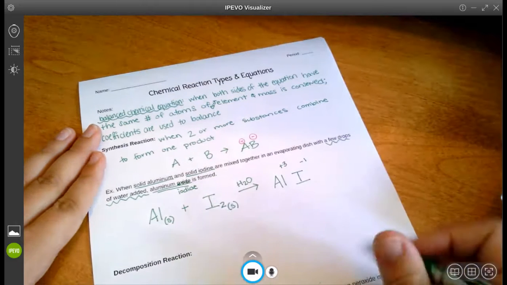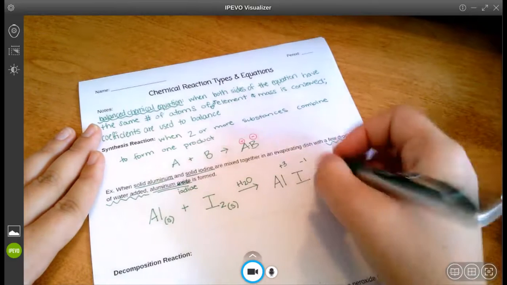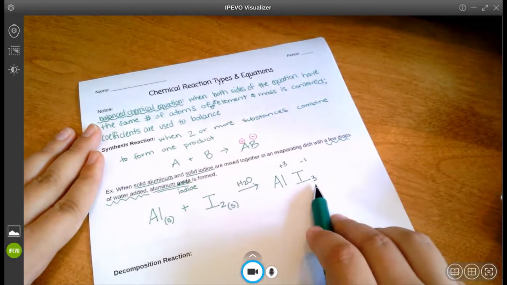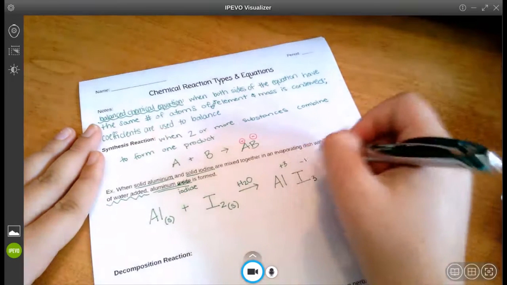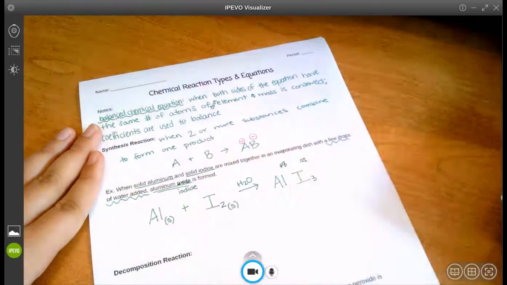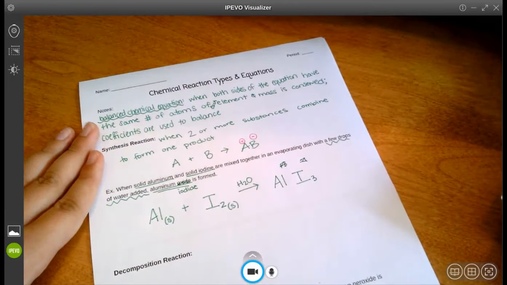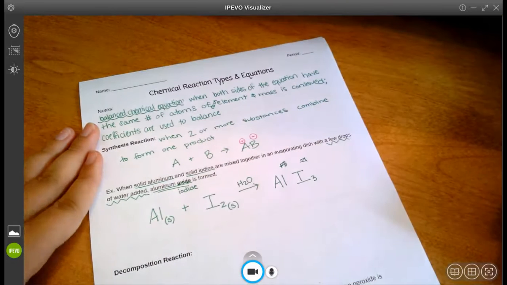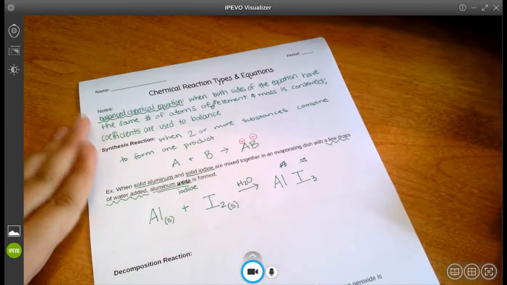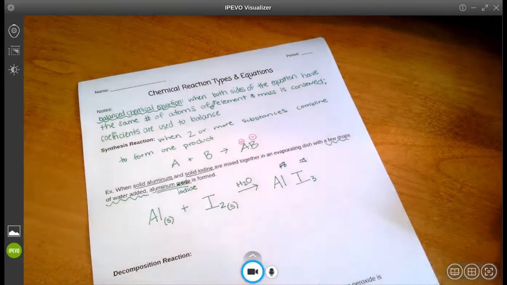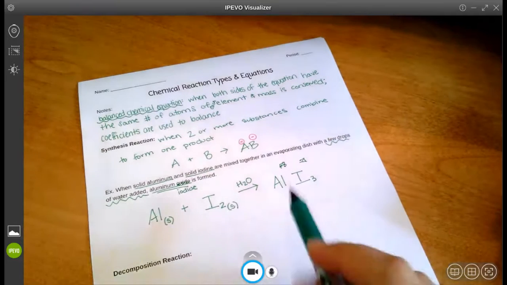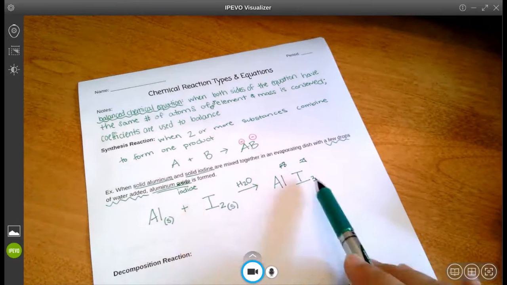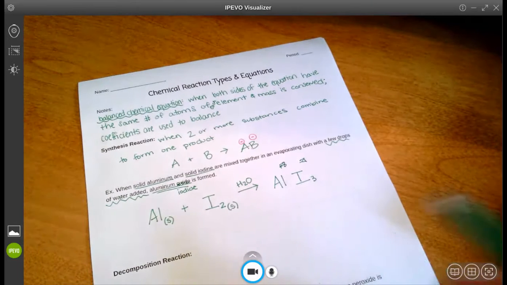So we're going to switcheroo our charges. So our I will get a subscript 3. You can just leave these charges here, or you can cross them out so you don't get confused when you're balancing. And this doesn't tell us what state of matter it is, so we're not going to worry about it. So now, this is our synthesis reaction. We have written the reactants and the product. Now all we have to do is balance.